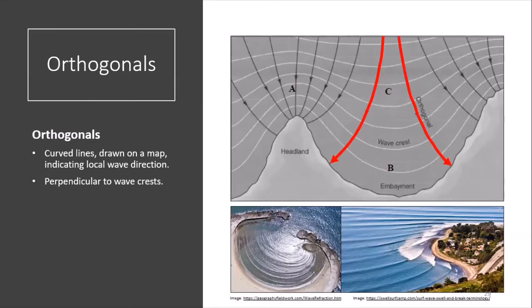Orthogonals. Orthogonals are lines that are drawn on a map indicating local wave direction. When drawn correctly, they cross exactly perpendicular to each wave crest.